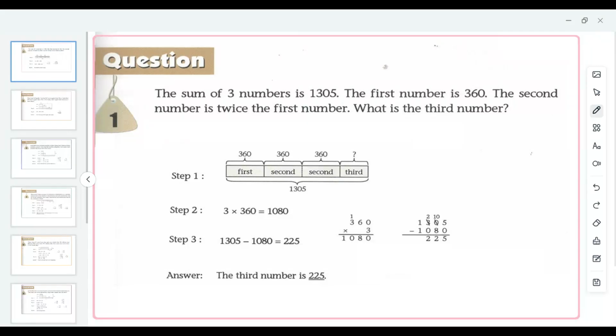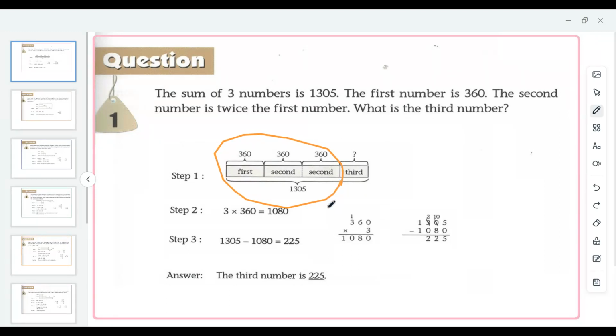The first one: the sum of three numbers is 1,305. The first number is 360. The second number is twice the first number. What is the third number? So we know these three numbers put all together is 1,305. Okay, so the third number actually is the whole number, the total, take away this much.